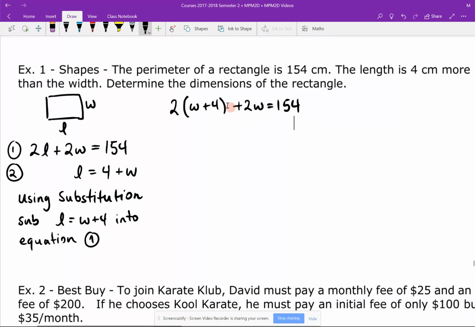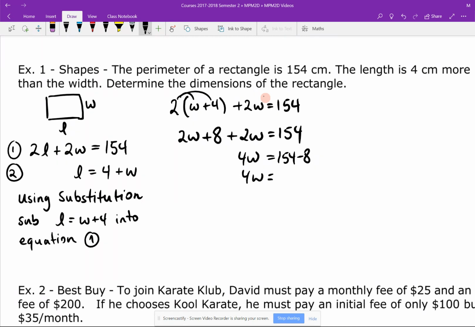We can solve for W. We have to solve a linear equation, so again, just follow your steps for solving linear equations. So 2 times W and 2 times 4, I need to do that. So 2W plus 2 times 4 is 8, plus 2W equals 154. Collect like terms. So 2W plus 2W is 4W. If I subtract 8 from both sides, I'll have 154 minus 8, and no more 8 on the left. And so 4W is going to equal 146.